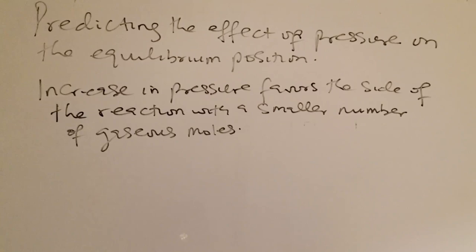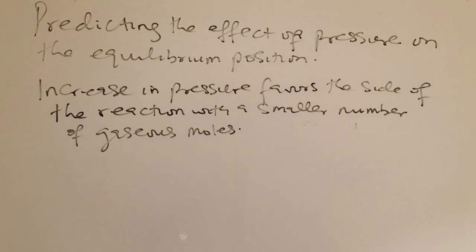So what happens? Increase in pressure favors the side of the reaction with a smaller number of gaseous moles. That means decrease in pressure will favor the side of the reaction with a larger number of gaseous moles.